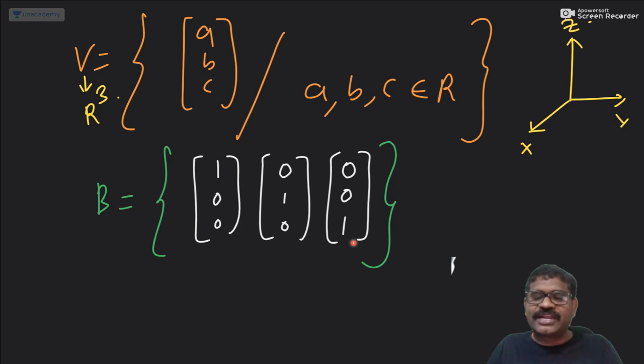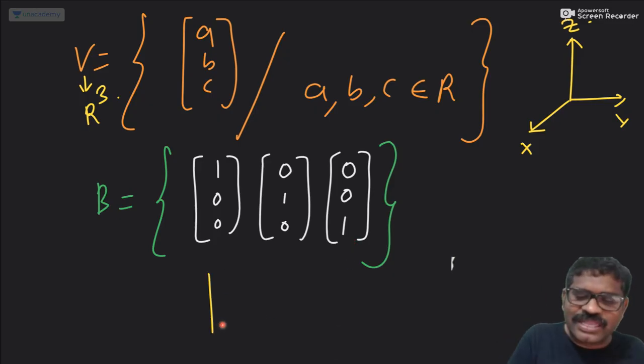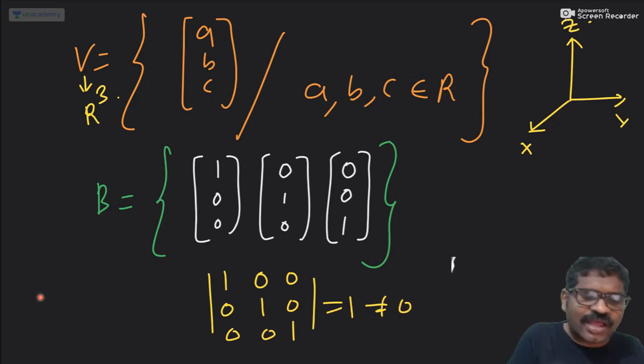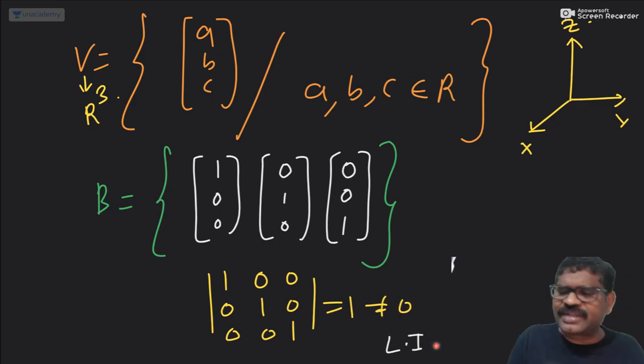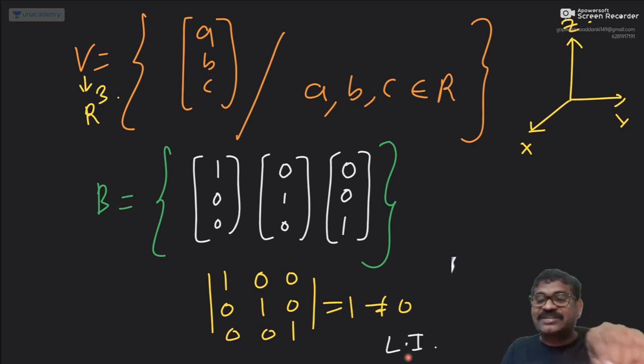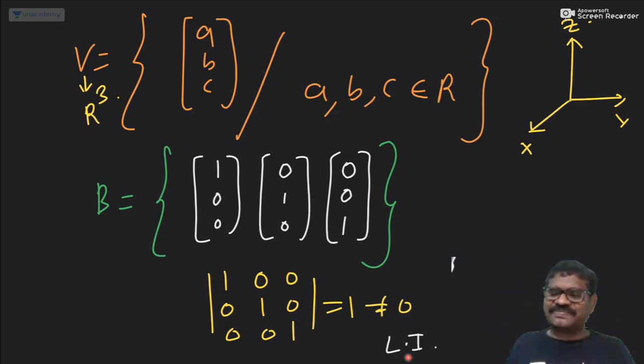Now I have to prove that B is a basis for vector space V. To prove that a set is a basis for a vector space, I have to prove two conditions. First condition is whether the vectors of set B are independent. That's why I am taking all these vectors in one matrix. What is the determinant value? 1, non-zero. Non-zero means independent, linearly independent. The set of vectors are linearly independent. B is a linearly independent set.